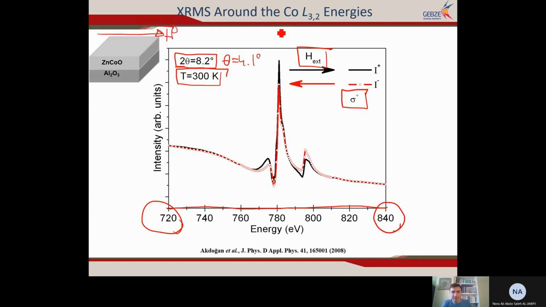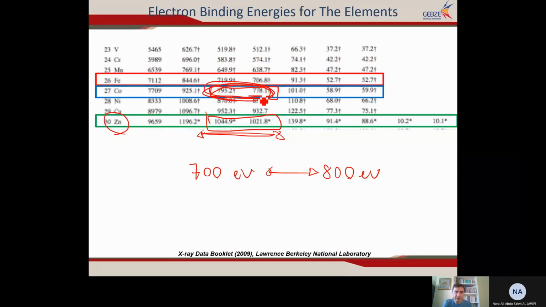And look at these energies. Around 780 and 790 electron volts, okay? Here in this range, something happens. This is the L3, this is the L2 for cobalt. Okay, we are carrying out an XRMS experiment around the cobalt L3, L2 energies. How do I know this? From these tables. Look at the L3, 778, look at the L2, 793.